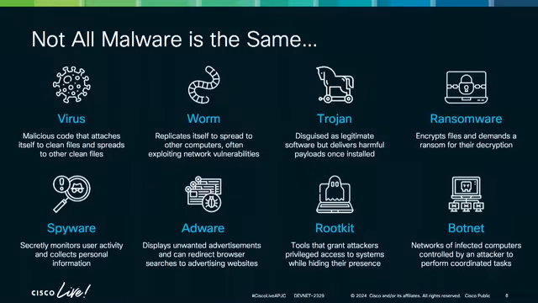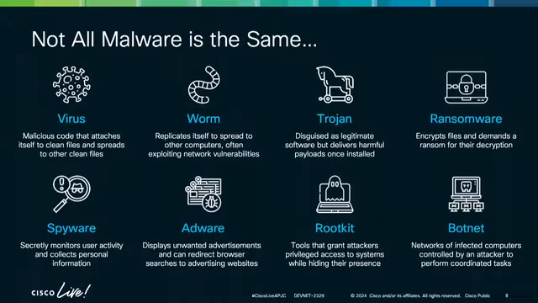And not all malware is the same. We hear these terms oftentimes interchangeably, but they have different definitions as well. Viruses are a common one that we see, and that's really just a malicious piece of code that attaches itself to a clean file and spreads to other clean files. But worms are a very common one as well, especially when it comes to moving laterally across the network, and those are able to replicate themselves and spread very quickly.